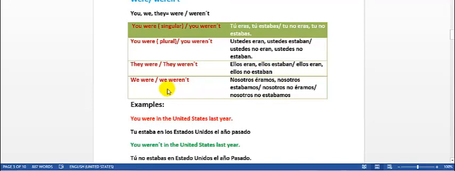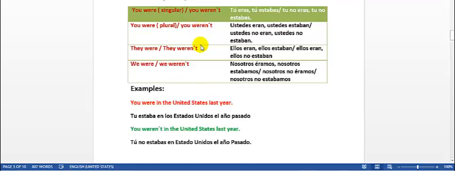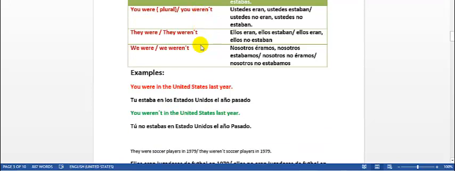And the last part, la última parte, we were. Okay, come on, let's go. Repeat after me. Vamos arriba, repitan después de mí. We were, nosotros éramos, nosotros estábamos. We weren't, nosotros no éramos, nosotros no estábamos. So it's really important for you to learn this chart. Es importante para ustedes aprenderse este cuadro. So let's go to the examples related to this chart. Vamos a ver los ejemplos relacionados con este cuadro.